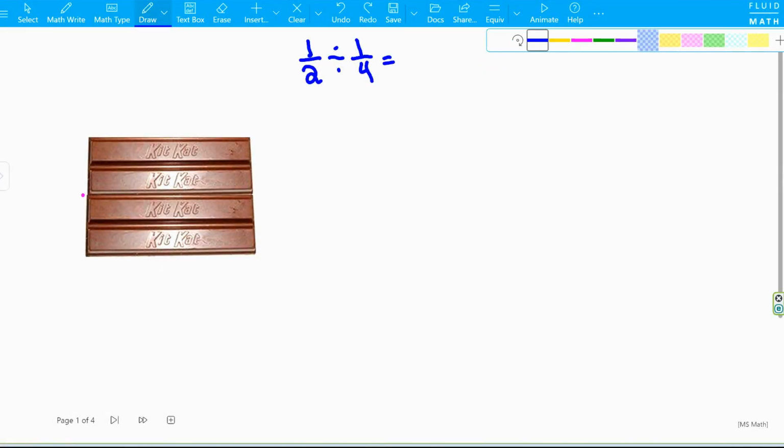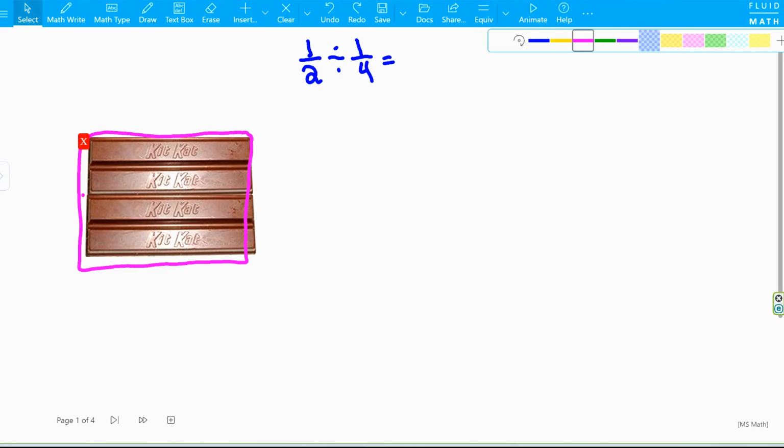What does 1/2 divided by 1/4 actually mean? Let me illustrate this with this yummy Kit Kat. I love Kit Kats. Anyway, I am going to eat 1/2 of this Kit Kat, so I'm only going to share 1/2 of it. I'm going to outline the whole Kit Kat so you can see where the whole Kit Kat is represented.